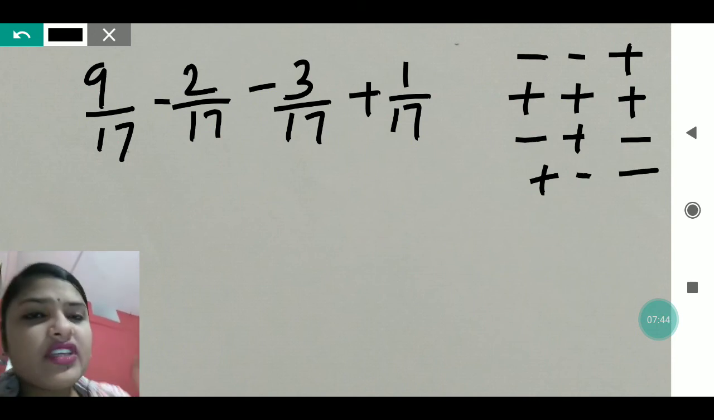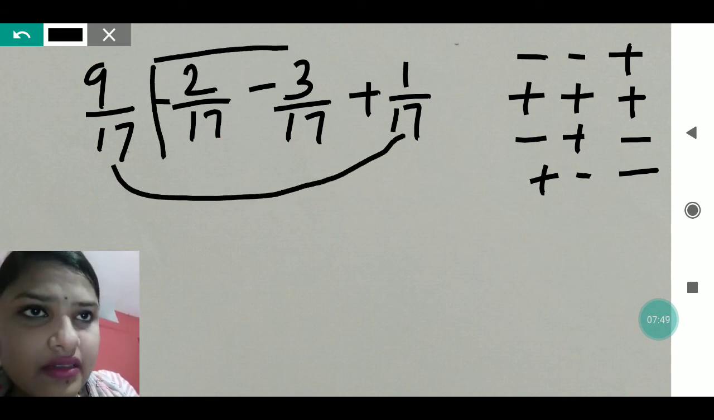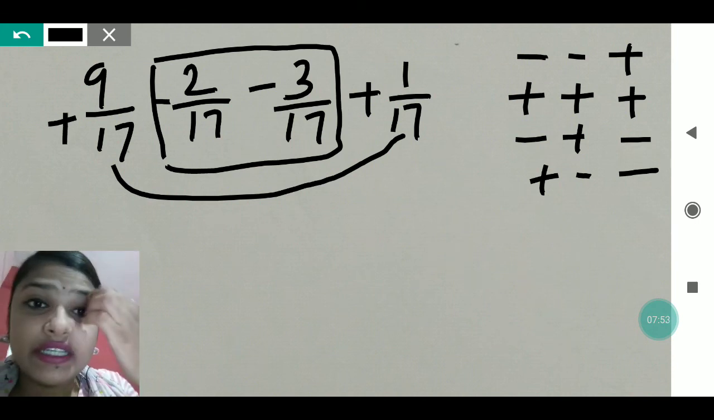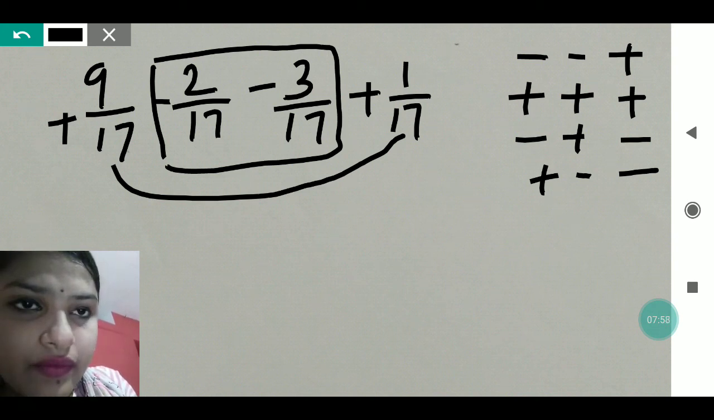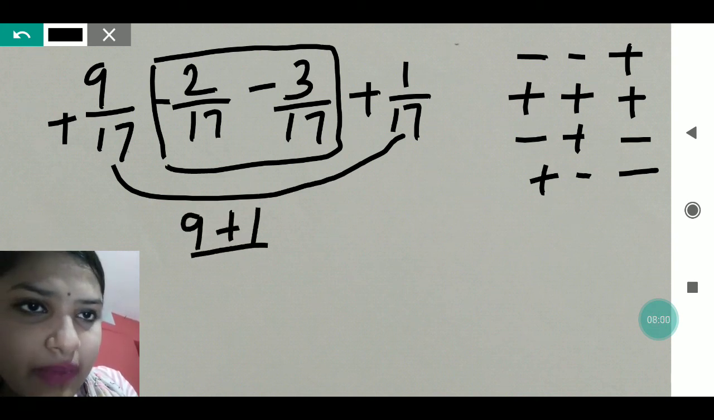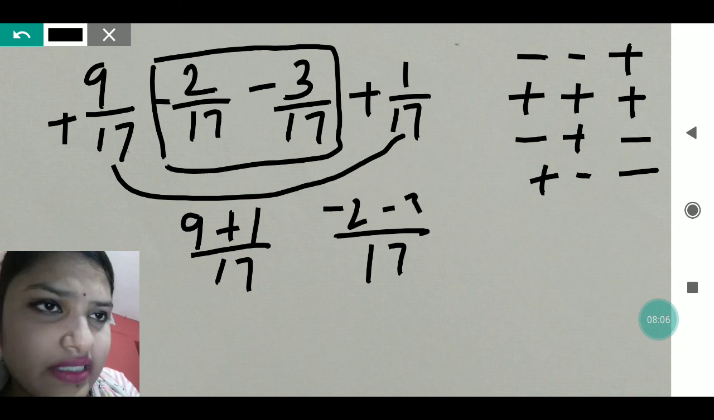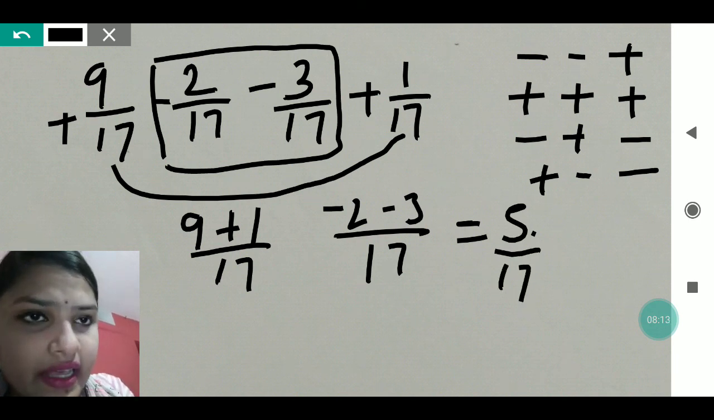So here, which numbers have the same sign? These two numbers, and these two numbers, have the same sign. These two are in addition and these two are in subtraction. So first add the numbers. 9 plus 1 by 17 you do, and on one side you do 17 again common, minus 2 minus 3. You add this, minus will be plus. So 5 by 17 here we will get, and 10 by 17 here you will get.